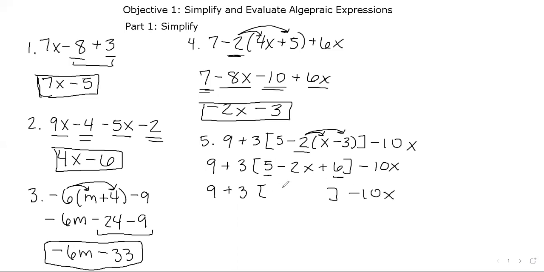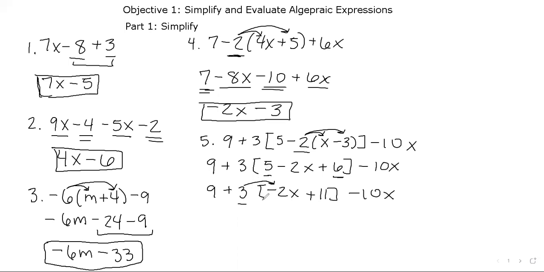And now inside of these brackets, we have negative 2x plus 11. At this point, you can turn those brackets into parentheses if you like, or you can leave them brackets. It's up to you. Now we can distribute the 3.